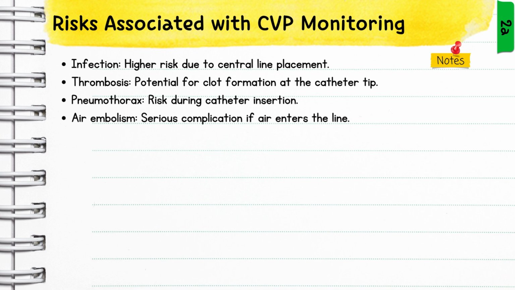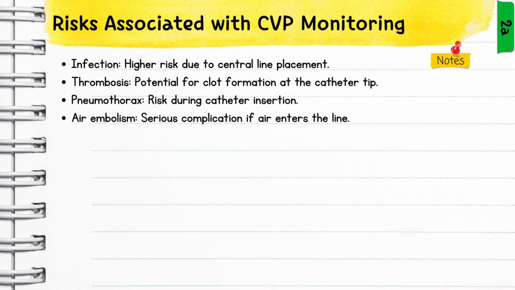There's also a risk for pneumothorax during the insertion of the actual central line, especially if it's placed in the subclavian or IJV, or the internal jugular vein. One of the most serious complications of placing a central line is an air embolism, which can occur if air is accidentally introduced into the line. That's why we always pull back before we push. This is why it's super important to maintain a closed system and be vigilant during manipulations.